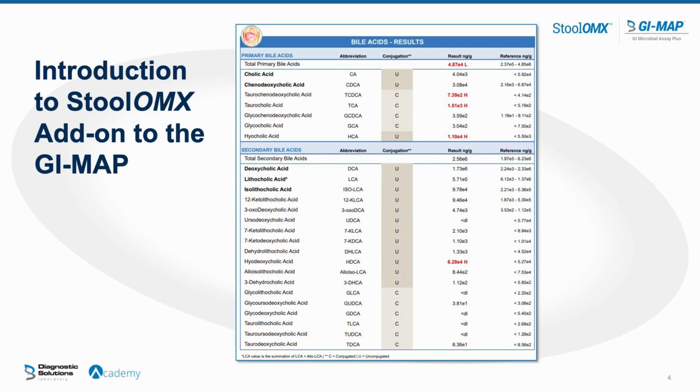Here we have page 2 of the StoolOMX add-on, and this page is for those that want to dive deeper and look at the individual primary and secondary bile acids beyond that first summary page. So you can find that here again on page 2. We have 7 primary bile acids and 18 secondary bile acids.